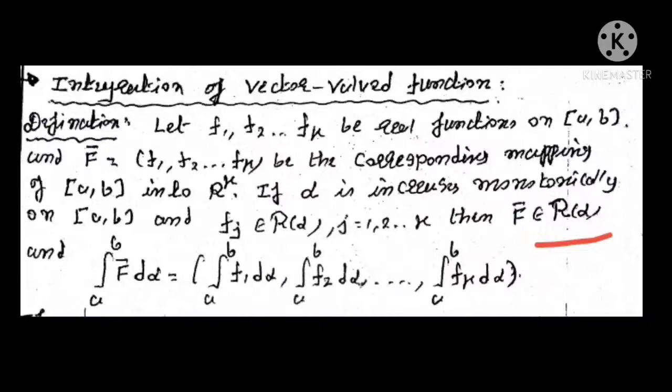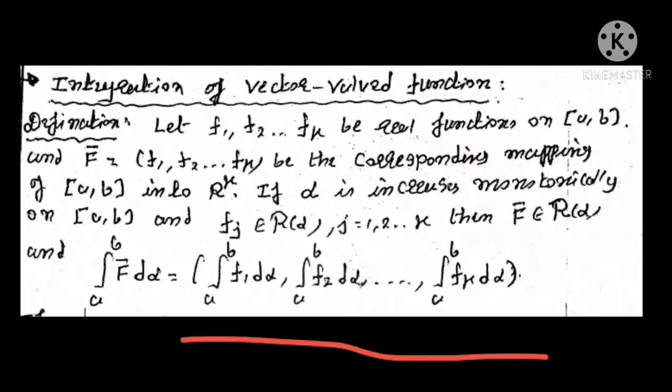and the RS integral of f bar with respect to alpha on the closed interval [A, B] is equal to the tuple: the RS integral of f1 with respect to alpha on [A, B], the RS integral of f2 with respect to alpha on [A, B], up to the RS integral of fk with respect to alpha on [A, B].